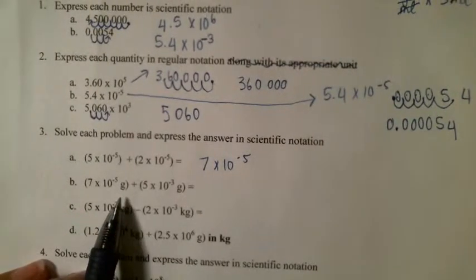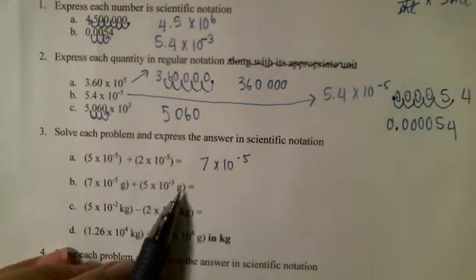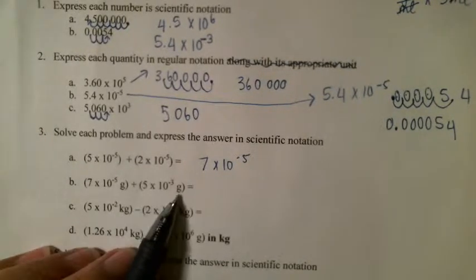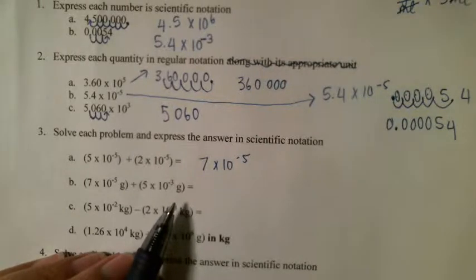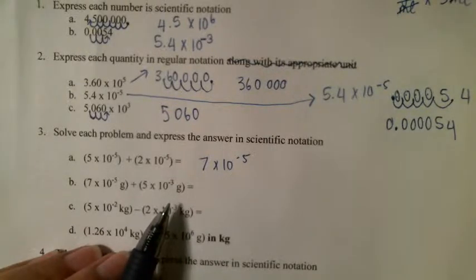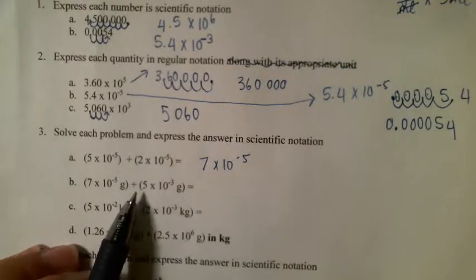Okay, the only difference with this question is that it's involving units. So make sure that when you want to add or subtract, your units are the same. It's just like algebra. If you want to add x's, you can only add x's. You can't add x's to y's. You can't add apples to pears. You can only add apples. Here we have grams and grams, so we can add these together.